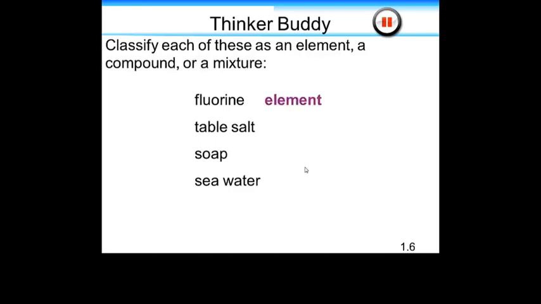Fluorine, once you become more familiar with the periodic table, you'll know that that's just an element. Table salt I talked about earlier. It's composed of sodium and chlorine. It's a compound. Soap, again, things around you in day-to-day life are more likely than not mixtures. Soap is clearly not a chemical name of any type, so it's not going to be an element or a pure compound. Seawater, you know there's salt in, there's water in, so it must be some type of mixture.